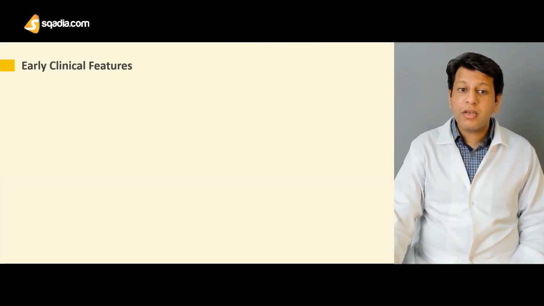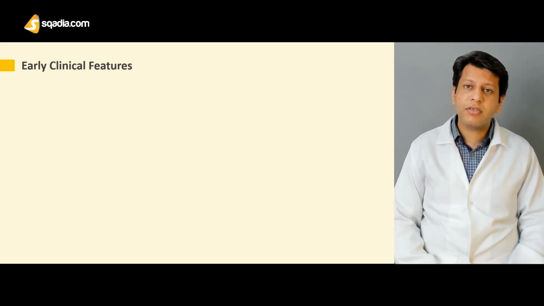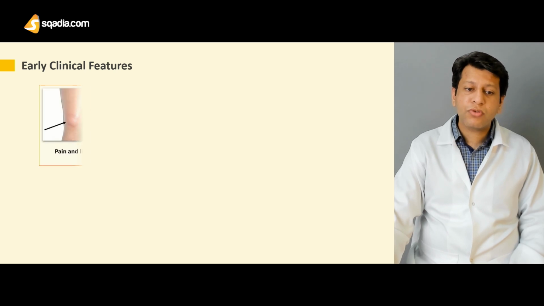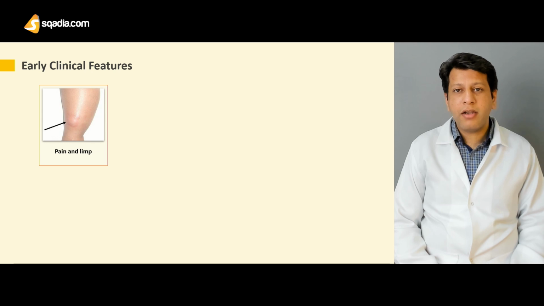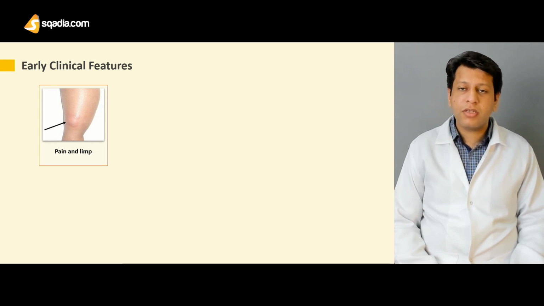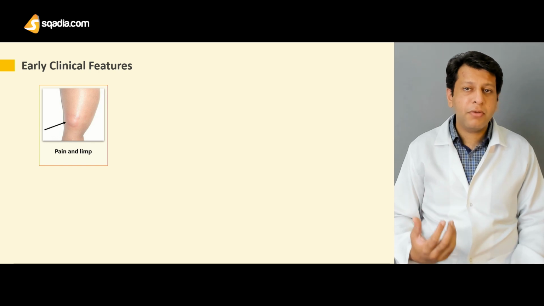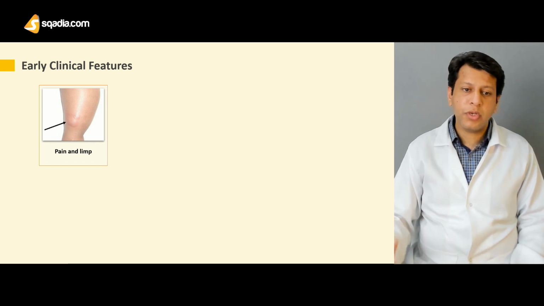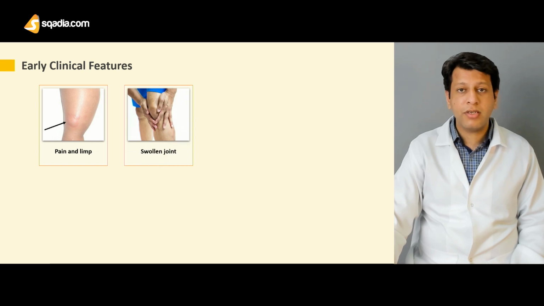The most common early clinical features, when there's just reactivation of the latent infection, are pain and limp. The patient may have a mild, dull aching pain, and although he or she is able to carry out activities of daily living, the pain actually produces a limp, as well as the swelling. And the second most common feature is actually the swollen joint.